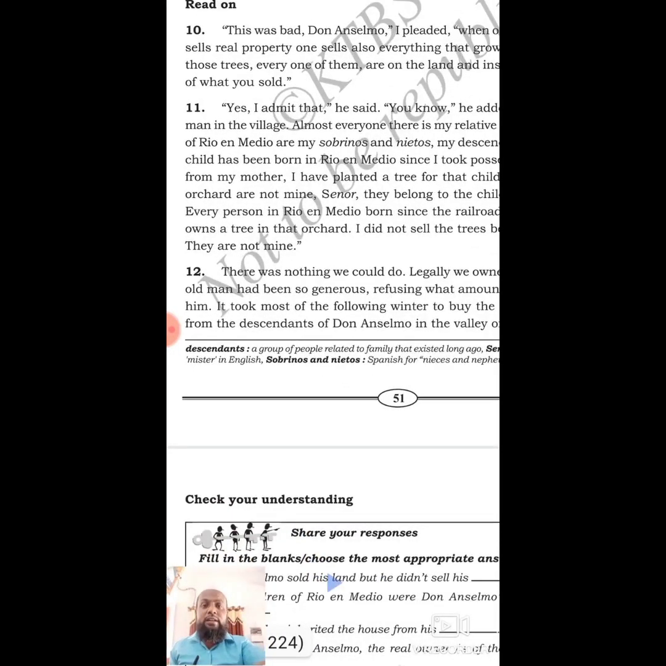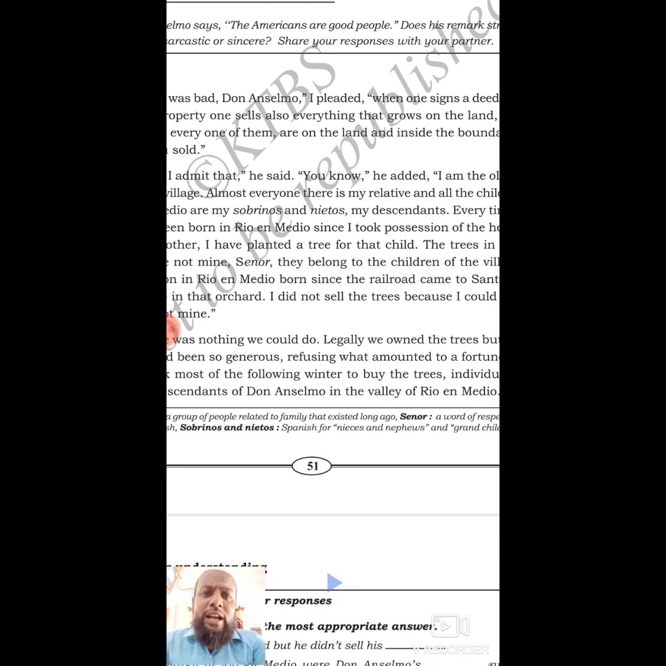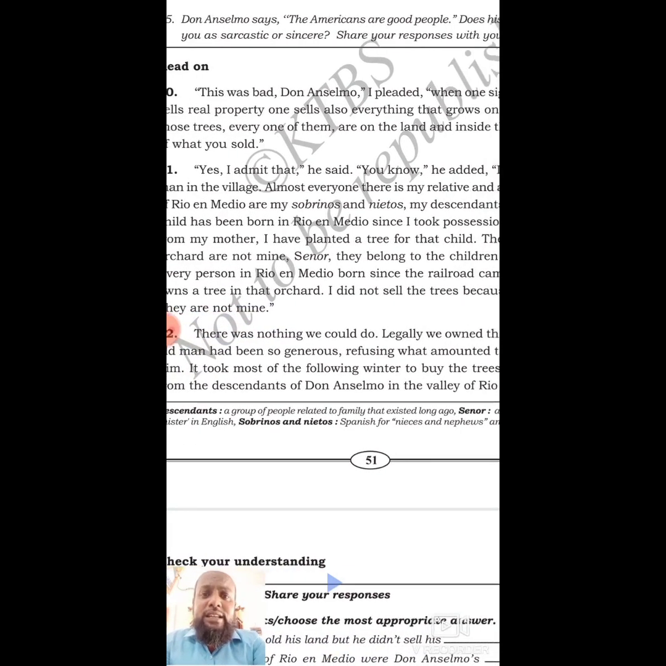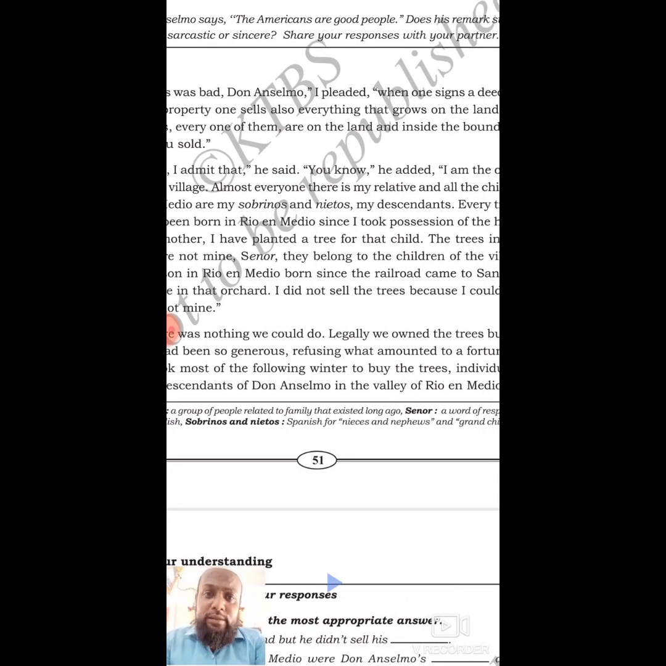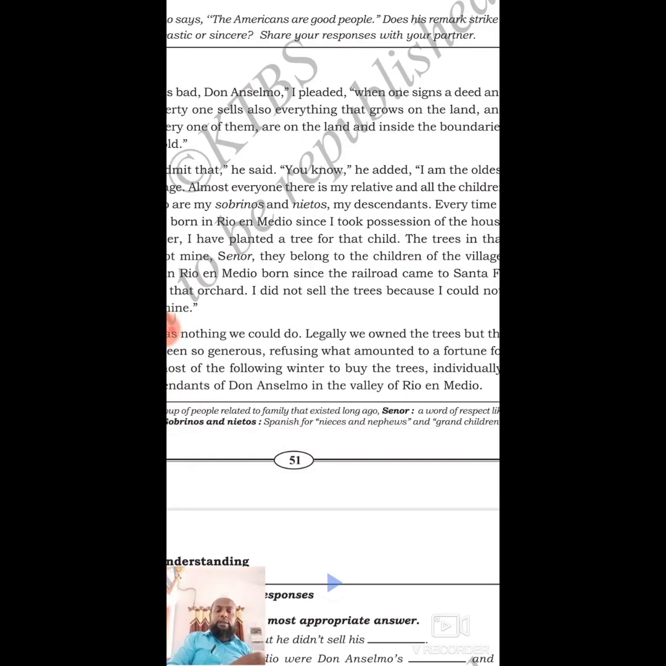That is the tenth paragraph. This was bad, said the writer. Don Anselmo, I pleaded. When one signs a deed and sells real property, one sells also everything that grows on the land. If one has sold the property, whatever belongs to the surroundings is also sold, and you should not say these words. This is a bad thing.